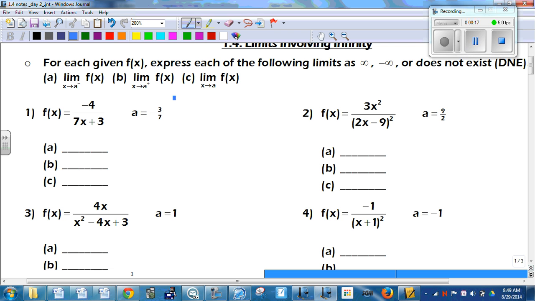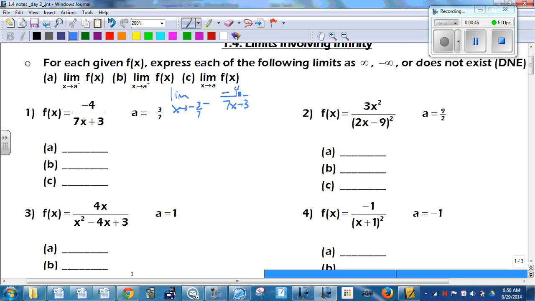For this first one, we have the limit as x approaches negative 3/7 from the left of this function, negative 4 over 7x plus 3. Before we concern ourselves with the left side, right side, let's just use direct substitution and see what happens. If we put negative 3/7 in here for x, that gives us 0 in the denominator, but we have a number up on top, right?